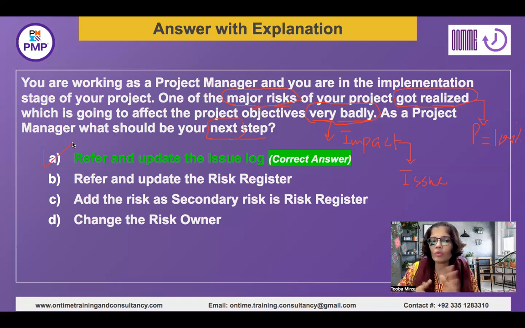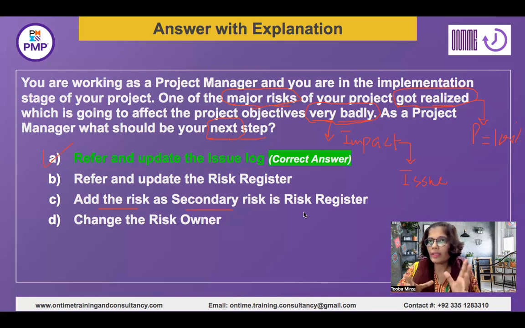So for this question, the contest was between A and B. The C and D were already gone. Let me tell you why. First, let's talk about C and D, and then we will talk about why B was not the answer and why A was the answer. So, first of all, C: add the risk as a secondary risk in the risk register.